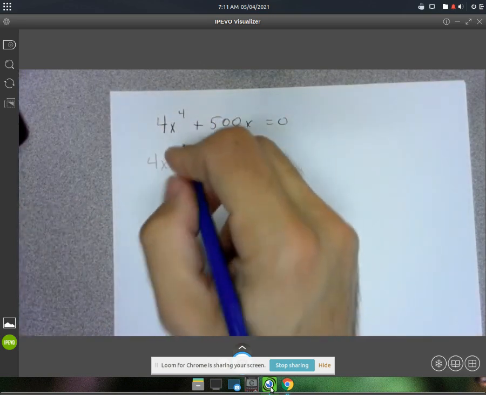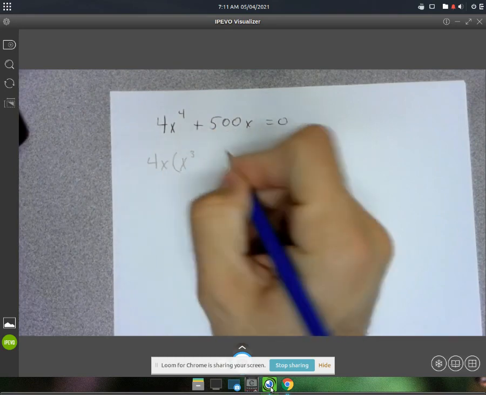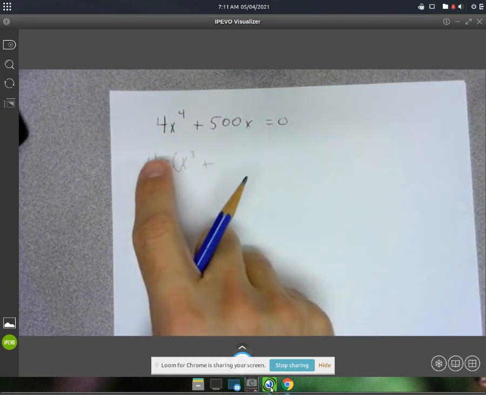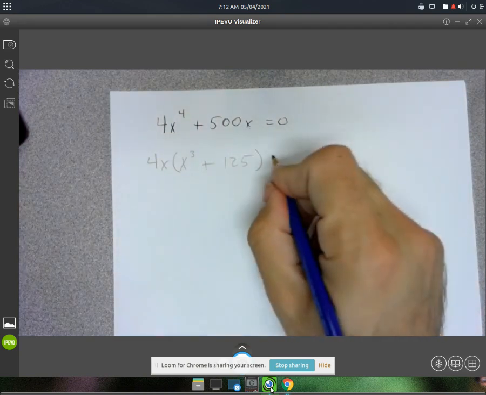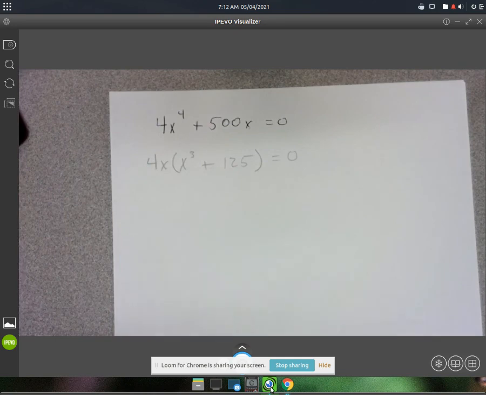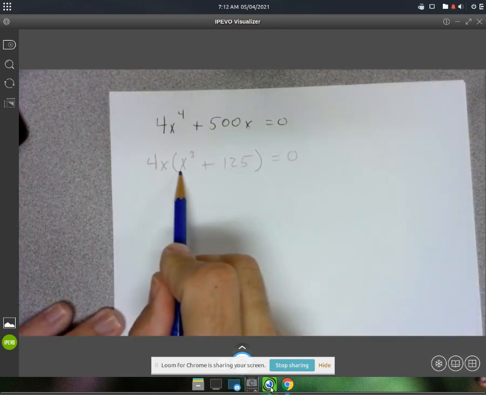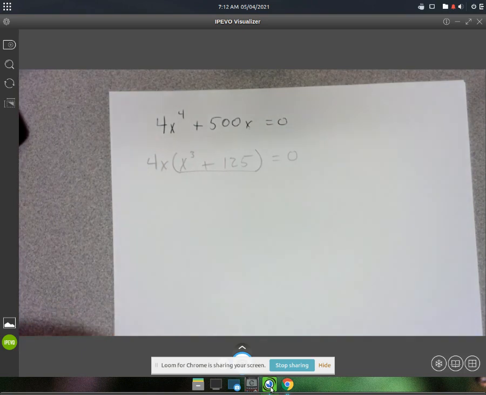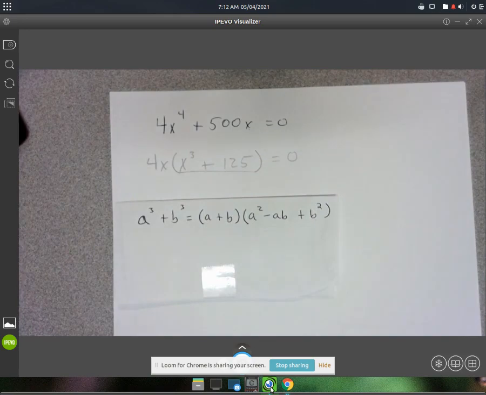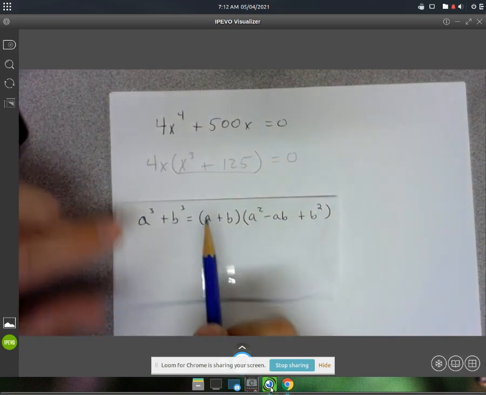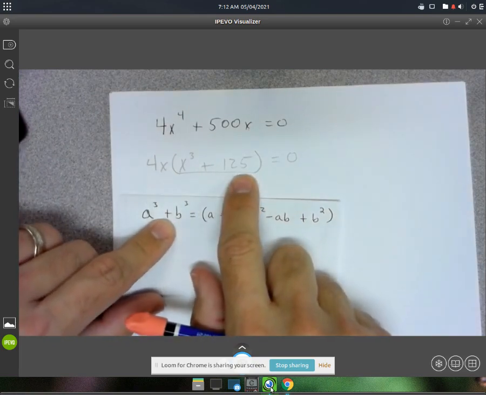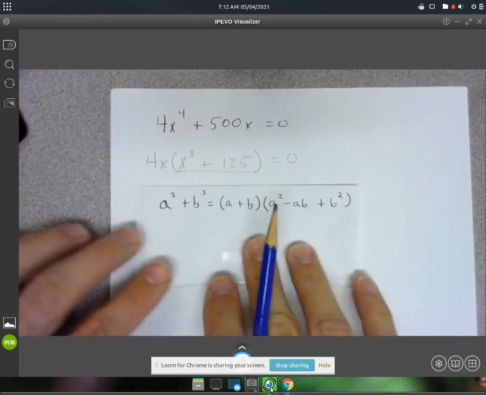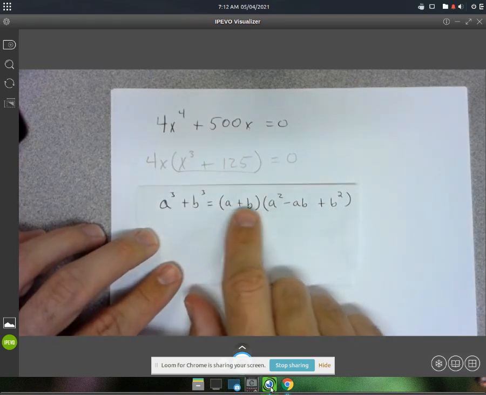So 4x, and then this first term is going to become an x cubed, and then 4 goes into 500, 125 times, equals 0. And now I'm going to take this x cubed plus 125, and this is going to factor using our sum of cubes. We've got something to the third power, and 125 is equal to 5 to the third power. So in our formula here, A is going to be x, and B is going to be 5.